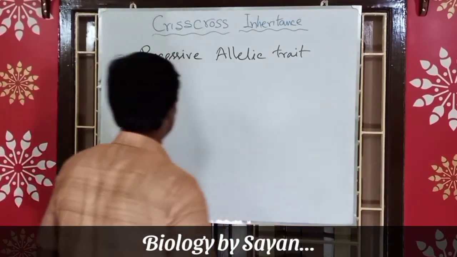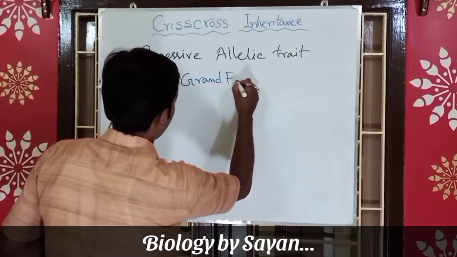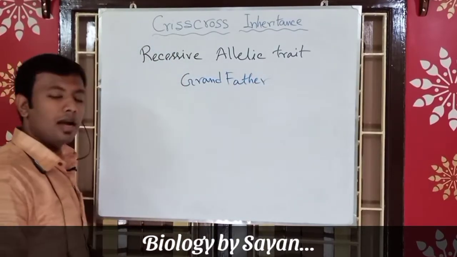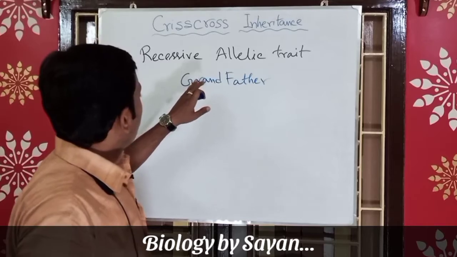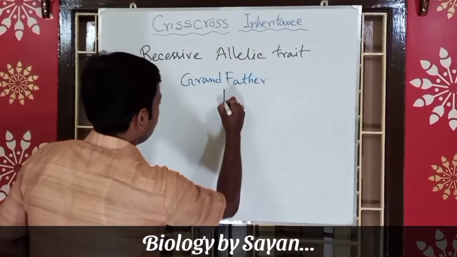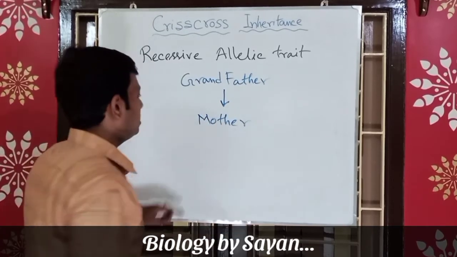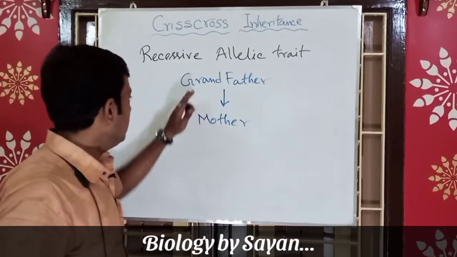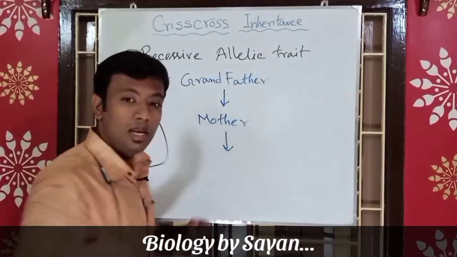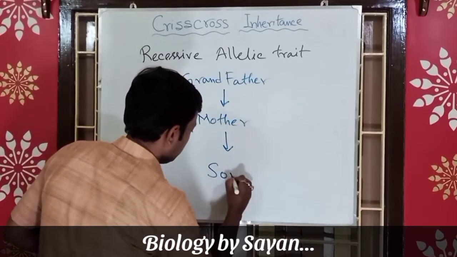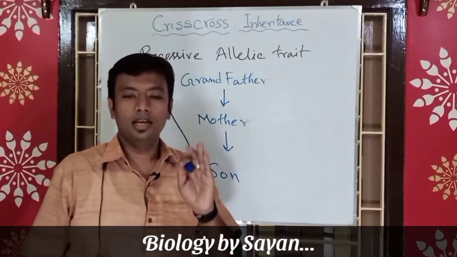In such kind of inheritance, suppose any trait is present in a grandfather, the maternal grandfather. The particular trait is transmitted from this grandfather to his daughter, that means it will be my mother. Imagine this is the female individual, my mother. And if the character present in my maternal grandfather gets expressed in me, being a boy, then such a mode of transmission of a genetic character is known as crisscross inheritance.